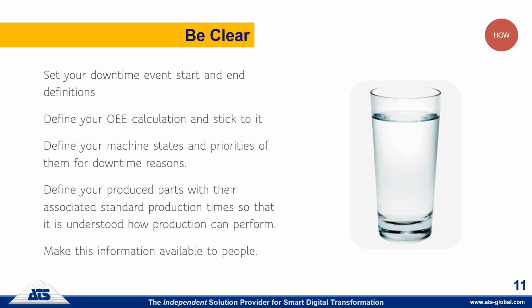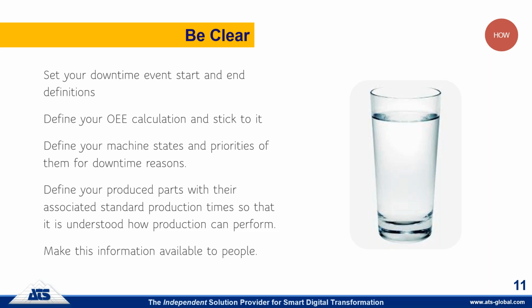You need to set your downtime event start and end definitions. Understand when a downtime event is starting and what event ends the downtime. Commonly downtime will start with a machine fault and it will end with the machine either being returned to an operator or back to production. But you just need to set those events and be consistent about them across the different places where you could be measuring your OEE.